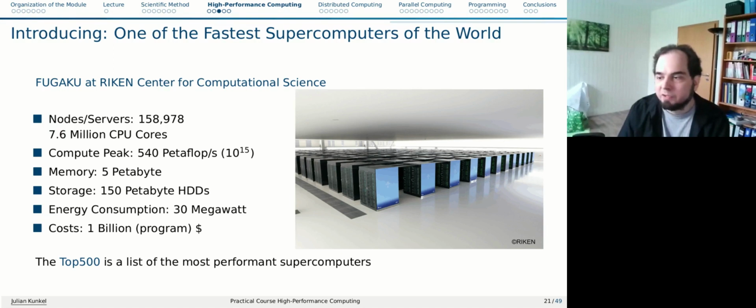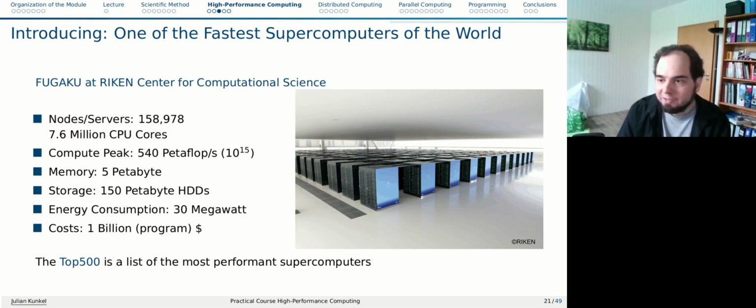One of the fastest supercomputers of the world is, for example, Fugaku. It's at the RIKEN Center for Computational Science. And this is a rendered image that shows you the big hall. You see a lot of cabinets here. And it consists of 160,000 nodes, which means independent servers, and 8 million CPU cores. It has a peak performance of 540 petaflops, where a petaflop means 10 to the power of 15 operations per second. 5 petabytes of memory, 150 petabytes of hard disk storage.